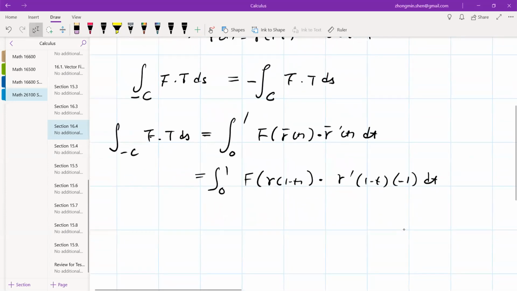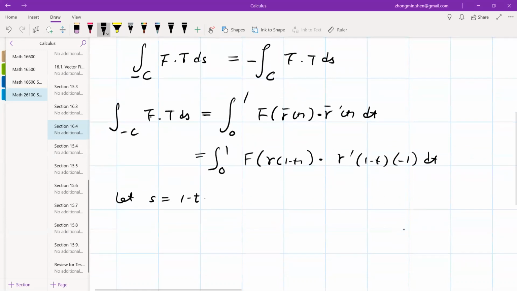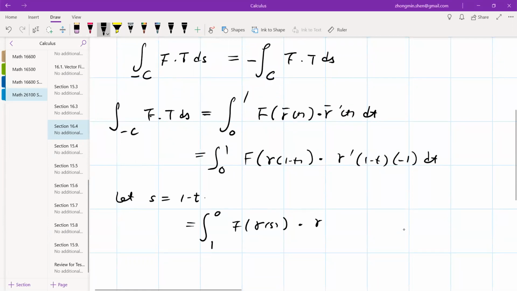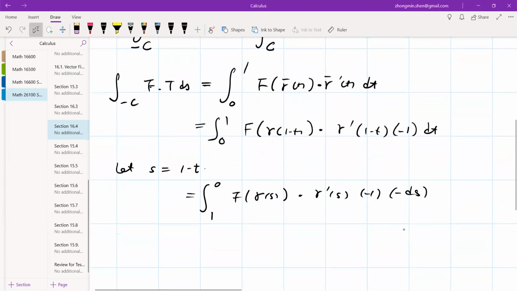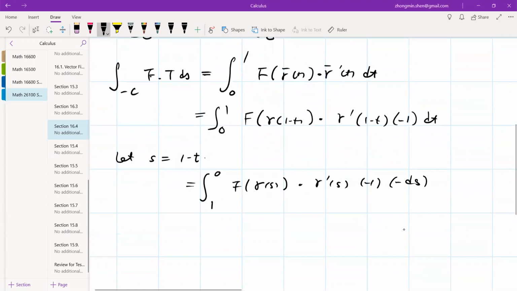Now I'm going to use a substitution, let s be 1 minus t. When t equals 0, s is 1. So this integral becomes from 1 to 0 of F of r(s), and r prime (s), and negative 1, ds. dt is going to be negative ds. I have a negative, and negative becomes positive.